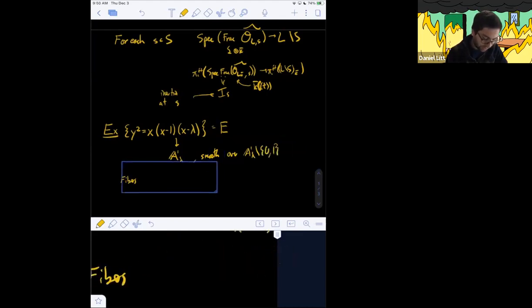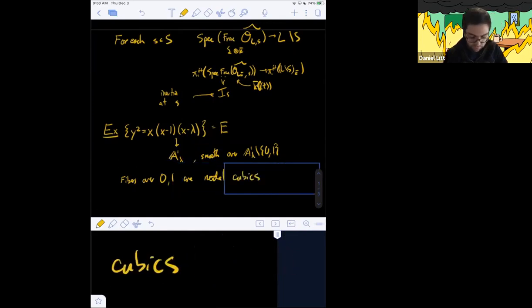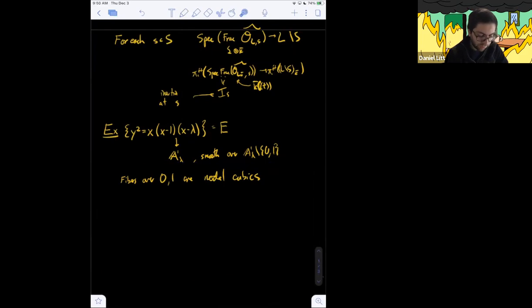So the fibers over 0 and 1 are nodal elliptic curves. So they're nodal cubics. Right, so for example, when lambda is 0, you get y squared equals x squared times x minus 1, which is like the classic example of a nodal cubic.